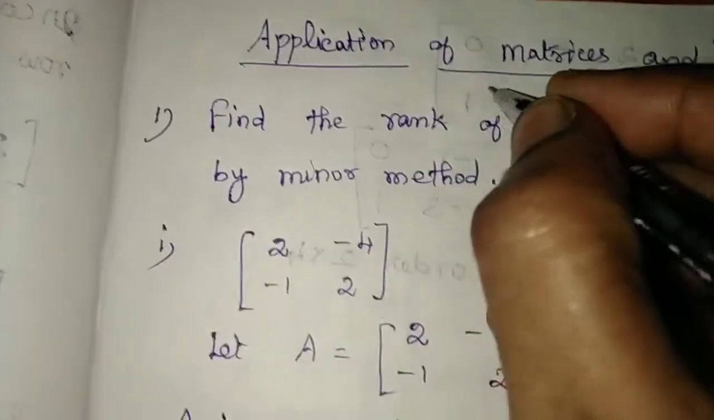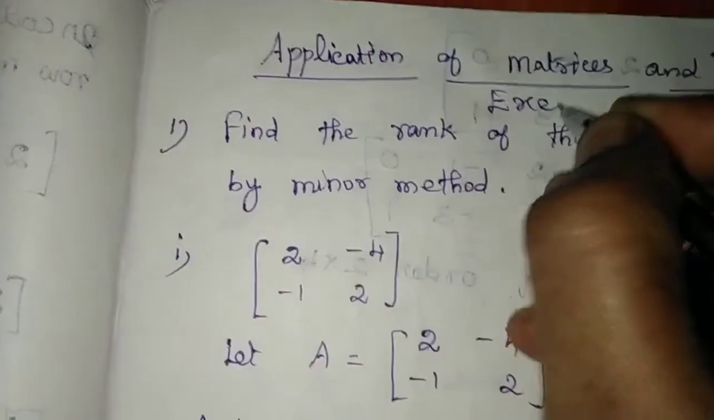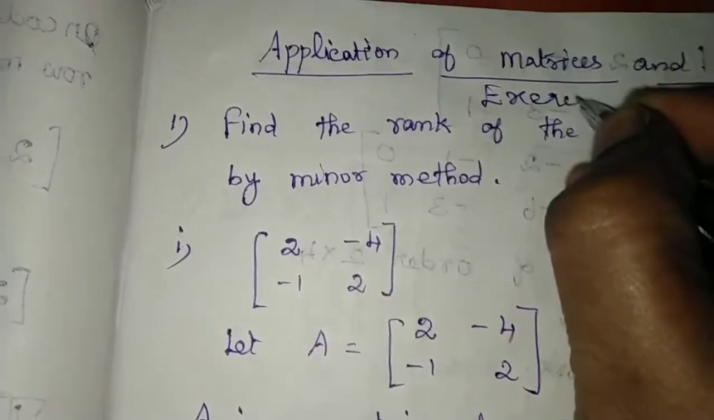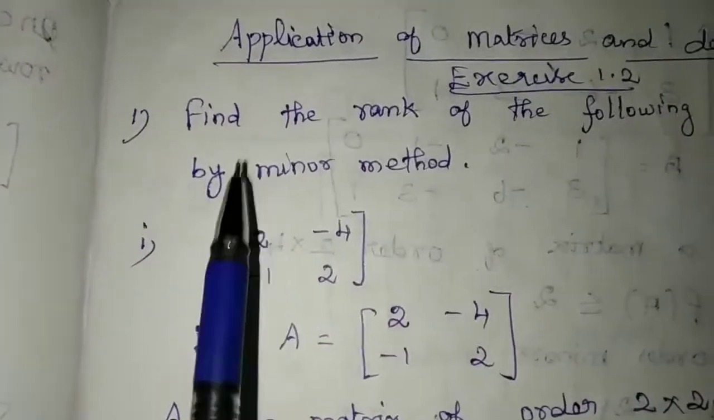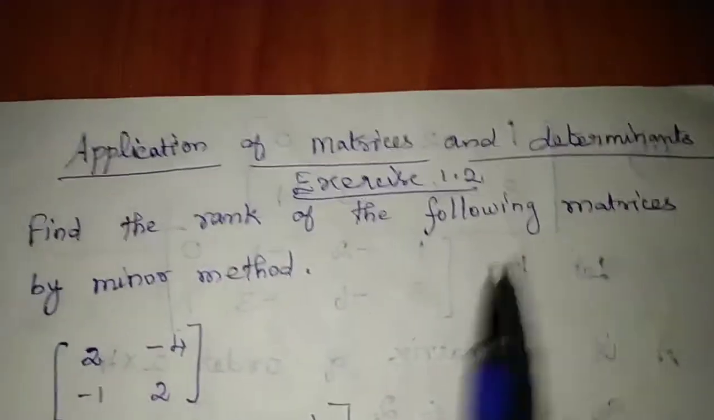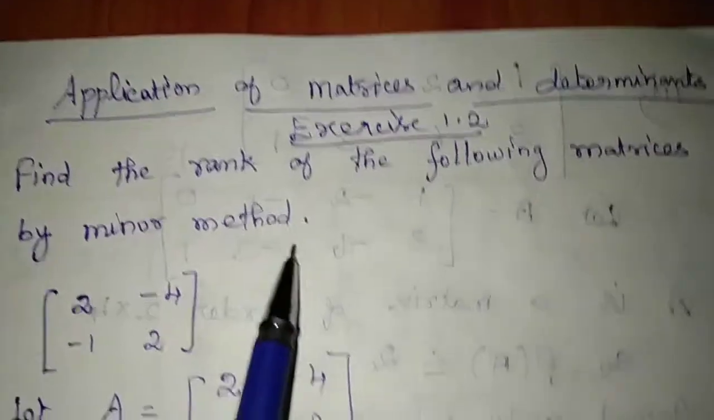Now exercise 1.2. First sum, find the rank of the following matrices by minor method.